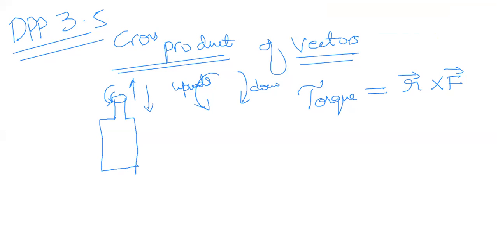Understood? Yes, sir. Yes, sir. It is understood, R bar cross F bar. Okay? Yes, sir.